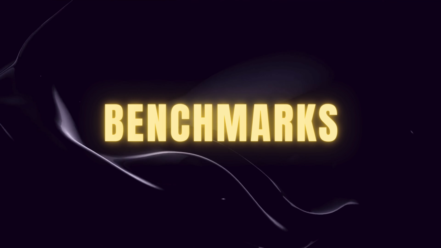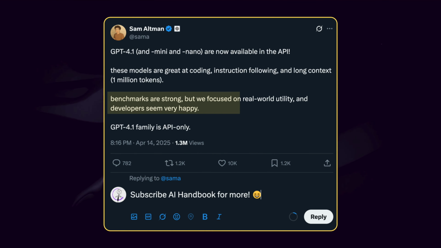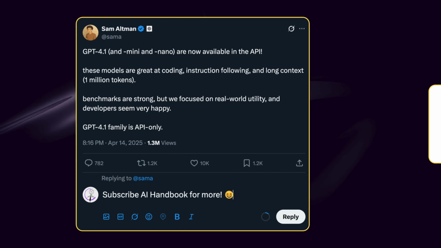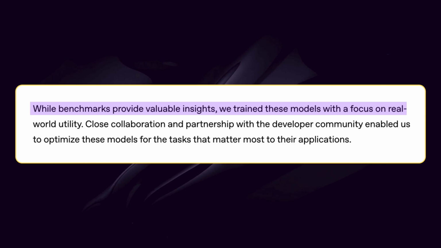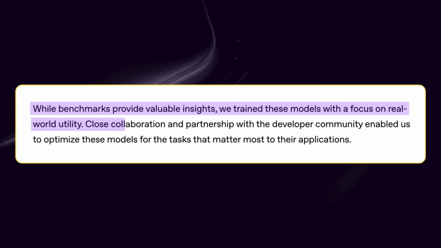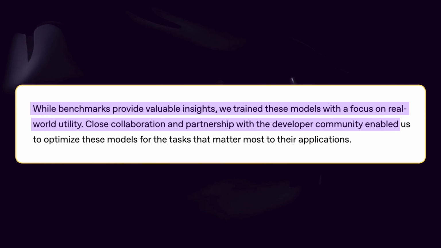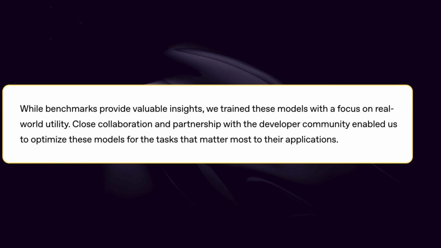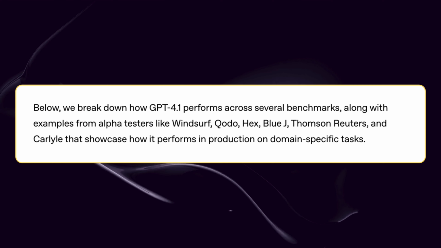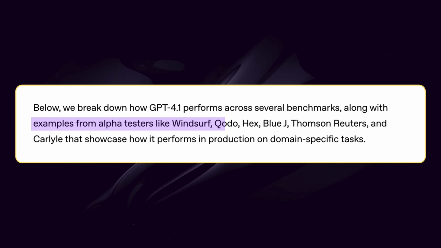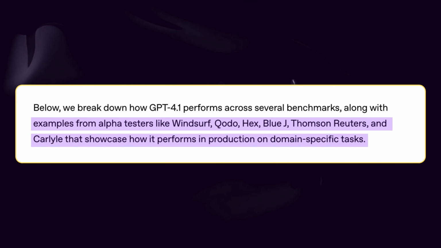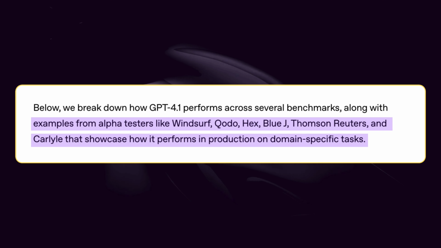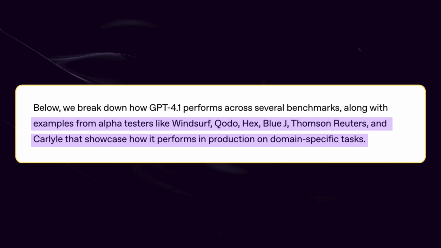As Sam mentions in his post, OpenAI really emphasized real-world results over just focusing on benchmarks. They say, while benchmarks provide valuable insights, we trained these models with a focus on real-world utility. And that came from a close collaboration with the developer community to optimize these models for the most important tasks. OpenAI also tested GPT-4.1 with alpha testers to perform in production on domain-specific tasks, and we'll check those real-world results in just a moment. Now, I'm not going to get bogged down in numbers today. Let's just look at a few key benchmarks I selected for you and bring them to life with real-world examples.